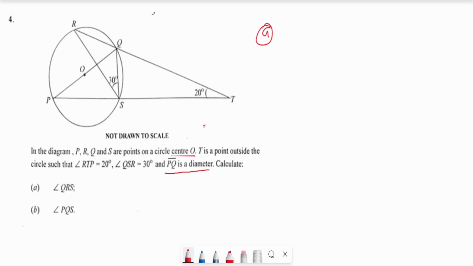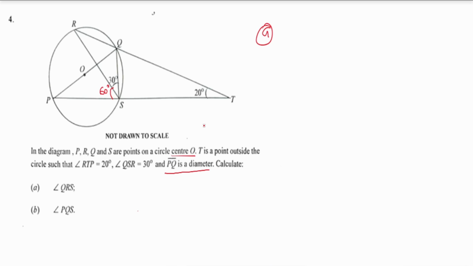If PQ is the diameter of the circle, that means that this whole angle here is 90 degrees, right? Someone might ask why. It's because the angle subtended by the diameter of a circle at the circumference of a circle is 90 degrees. So if that is the case, then it also means that this angle here is going to be 60 degrees.